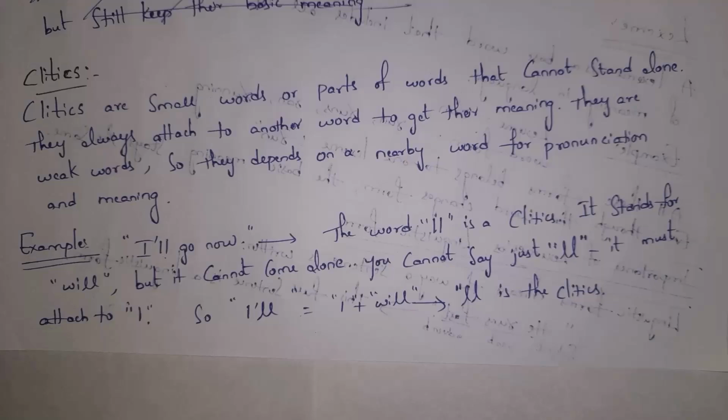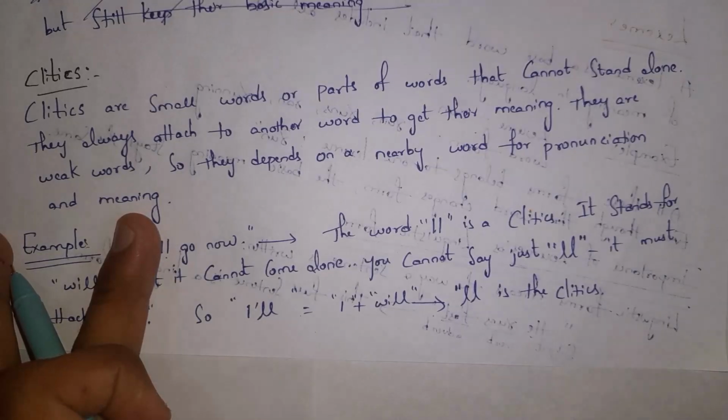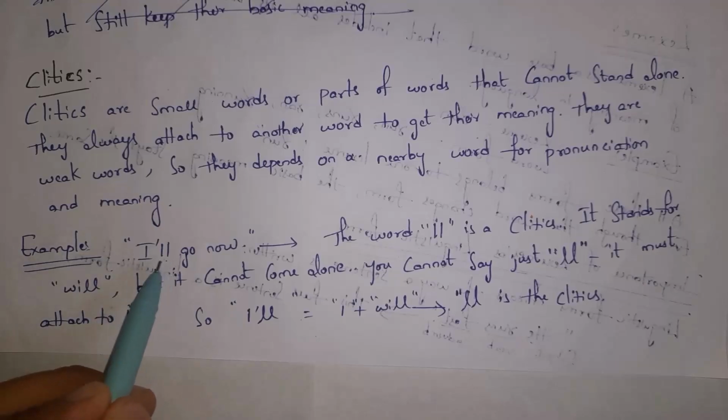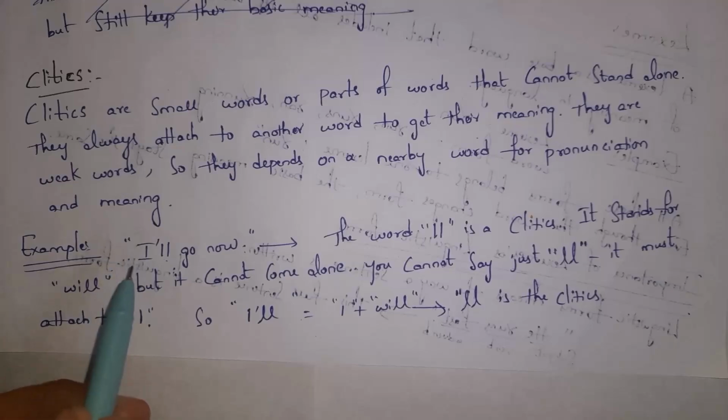I'll give one simple example so that you can clearly understand what are clitics. For example, I will type, I'll go. In I'll, if you remove I, there is 'LL'. But there is no meaning for 'LL'. So this 'LL' is a weak word. That is nothing but this 'LL' is a clitic. So clitics are weak words. They always depend on other words. So this 'LL' depends on I in order to get meaning.